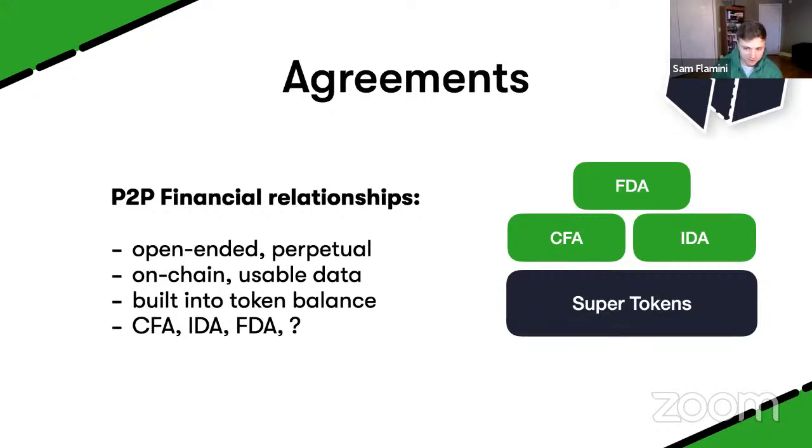So again, right now we've got the CFA, constant flow agreement, that's for money streaming. The IDA, instant distribution agreement, is for the instant distributions. And FDA is the combination of those two, right? Again, all these are open-ended, they're perpetual, everything's on chain, you can use the data. And again, like I said, the logic here of you being able to change balances in these ways is all built into your token balance itself.